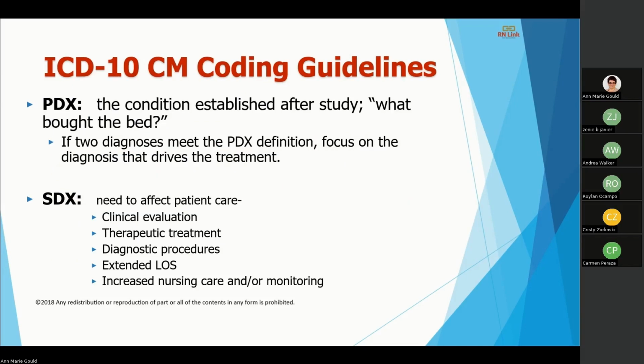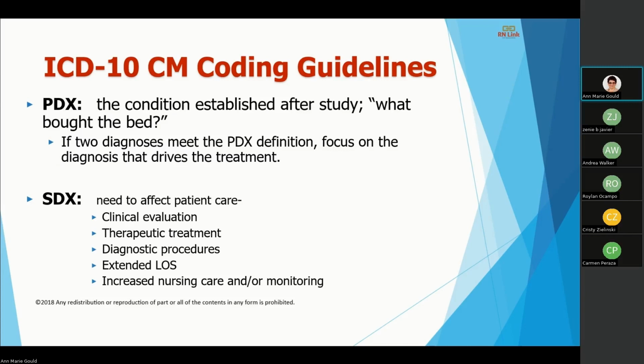So let's dig into some of the ICD-10-CM coding guidelines. Your PDX, also known as principal diagnosis, also known as primary diagnosis. This is the condition established after study. So what do I say? What brought the patient to the bed? That's what we look at.